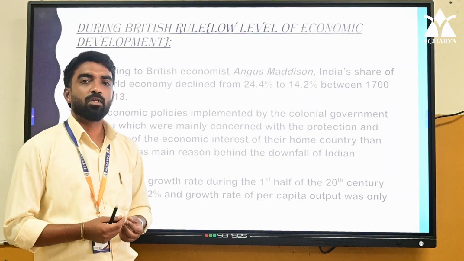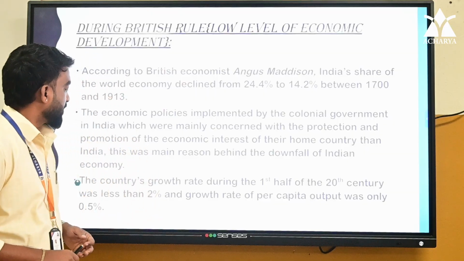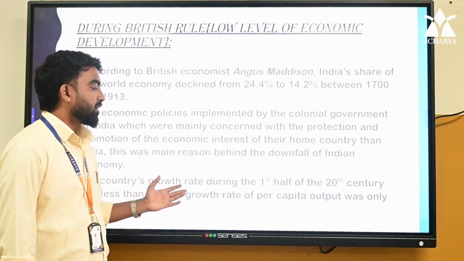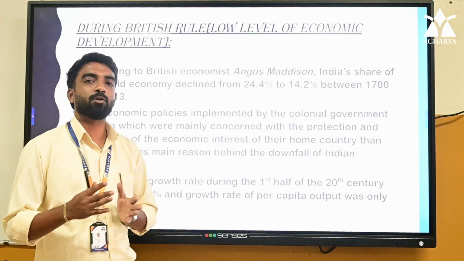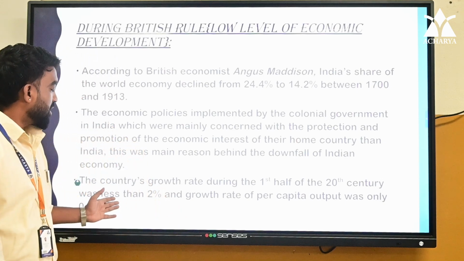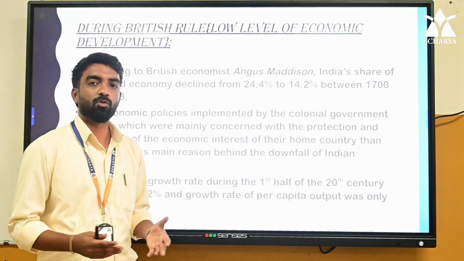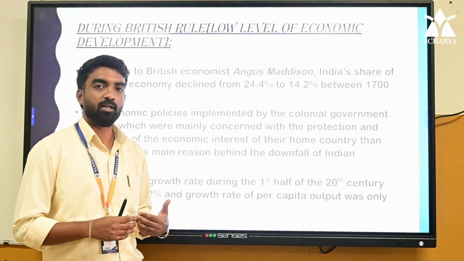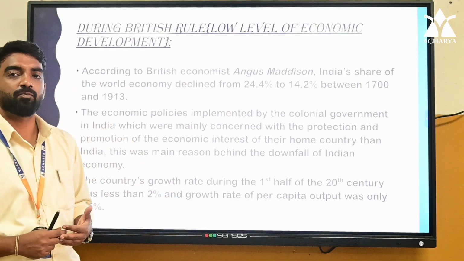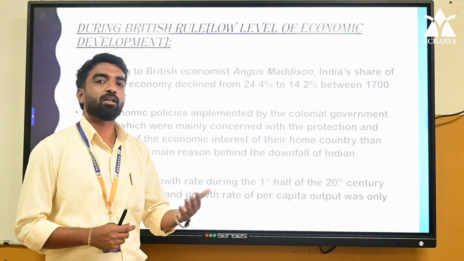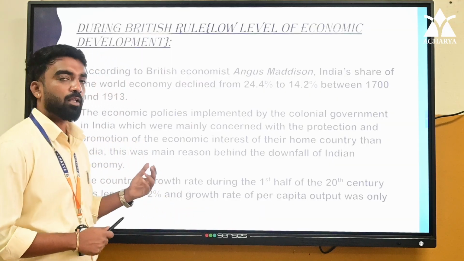The handmade goods could not compete with the machine-made products of the British rule. So the country's growth rate during the first half of the 20th century, that is between 1900 and 1950, was less than 2%, let's say year on year growth. If the country's GDP was 100 rupees in 1900, by 1950 it was less than 102 rupees. You can imagine the exploitation of the colonial government.